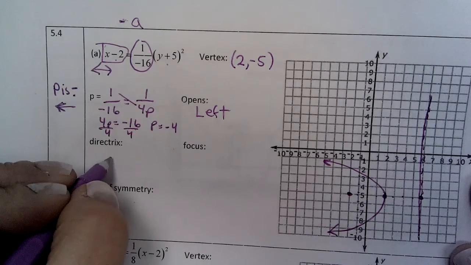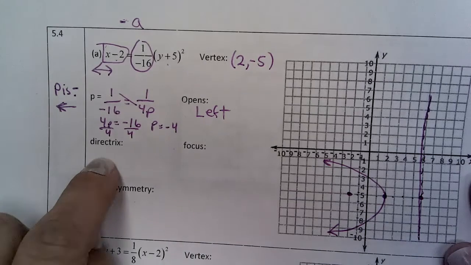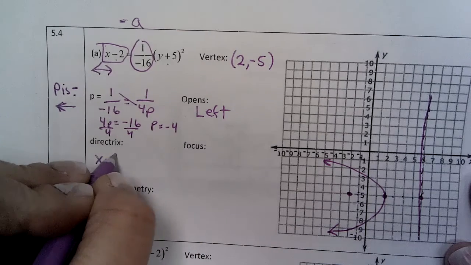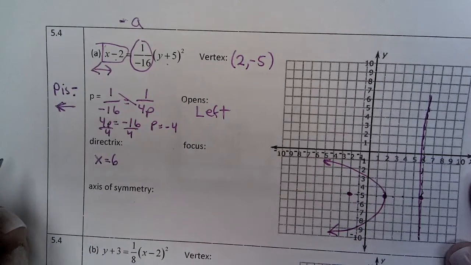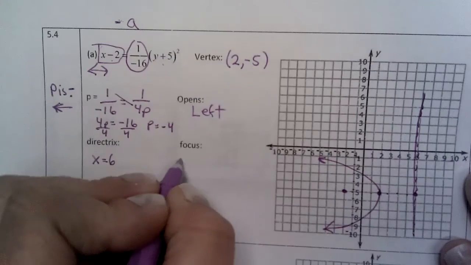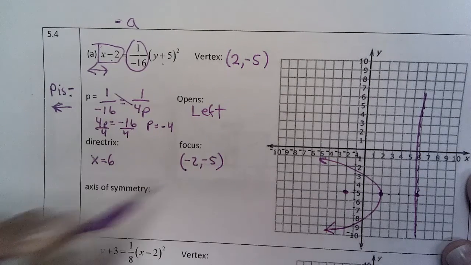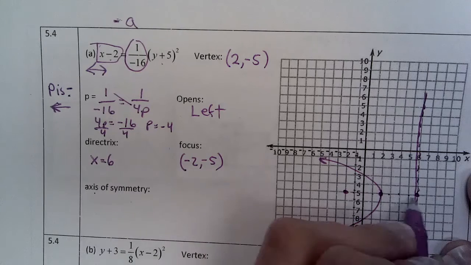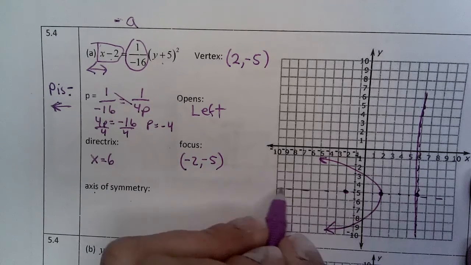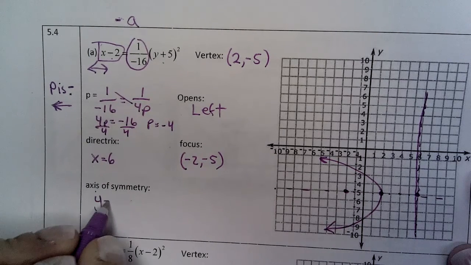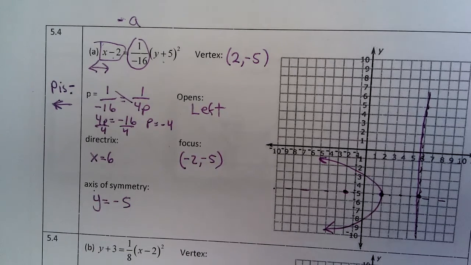So now I can go on ahead and write my equation for my directrix, which is x equals 6, the equation of the line. My focus is a point, so that's going to be the point (-2, -5), and my axis of symmetry goes right there. So that's y equals -5.